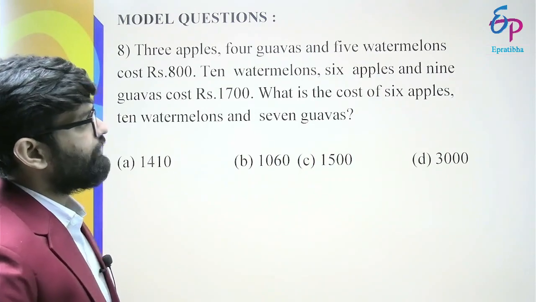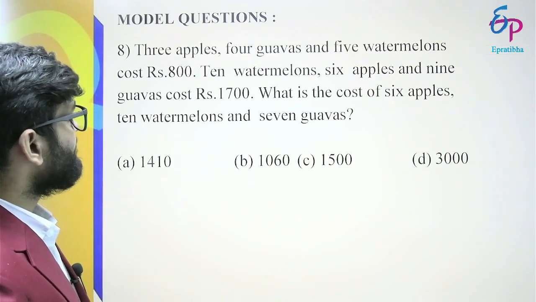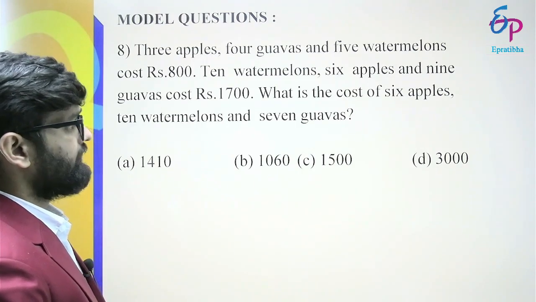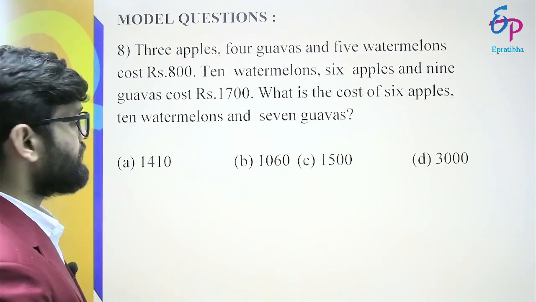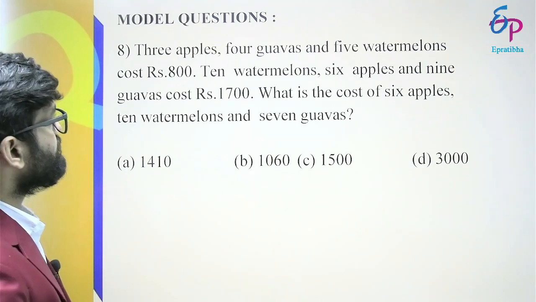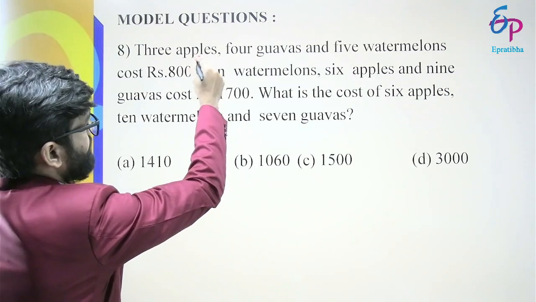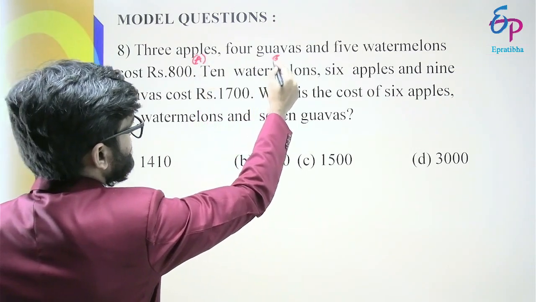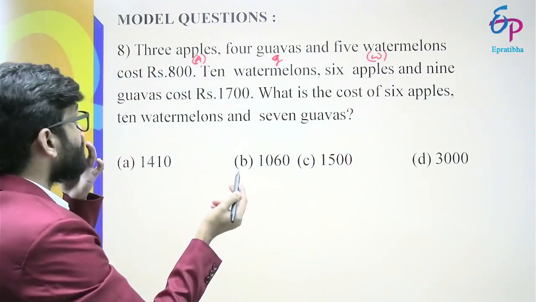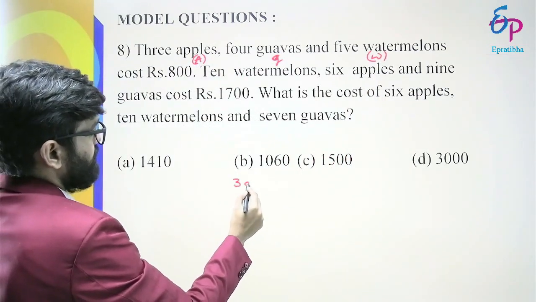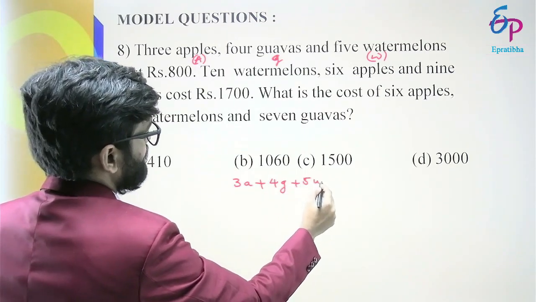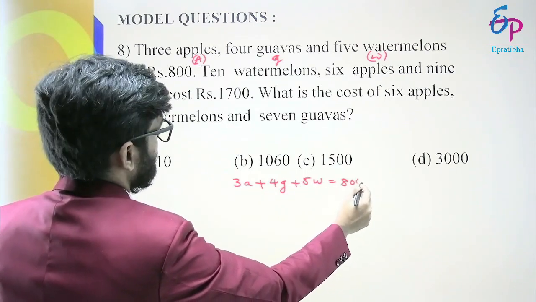Now 3 apples, 4 guavas and 5 watermelons cost 800. 10 watermelons, 6 apples and 9 guavas cost 1700. What is the cost of 6 apples, 10 watermelons and 7 guavas? Now how to do this? Let me take apples as A, guavas as G and watermelons as W. Now tell me what is the equation for the first? 3 apples plus 4 guavas plus 5 watermelons cost 800 rupees.